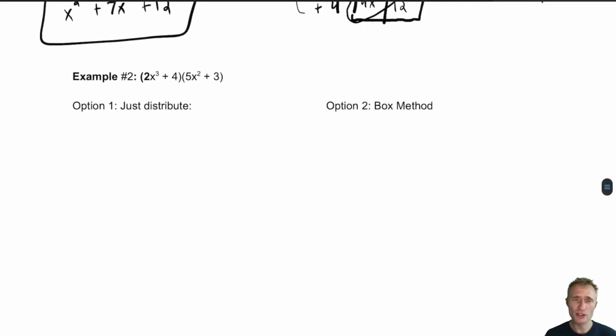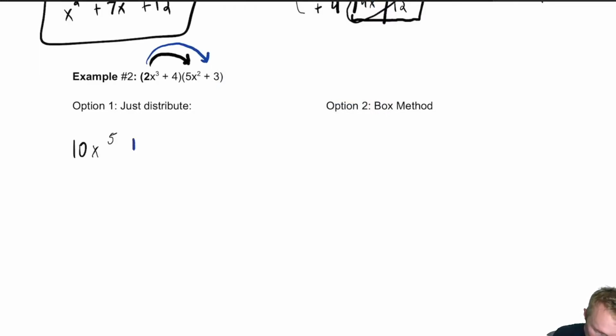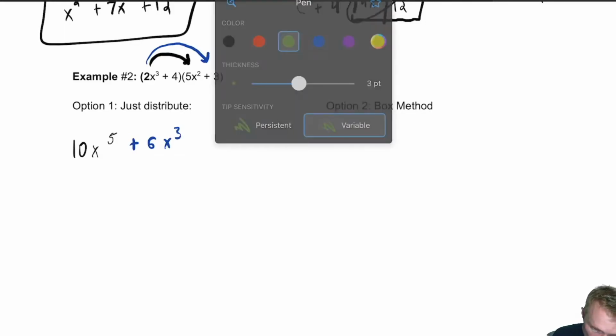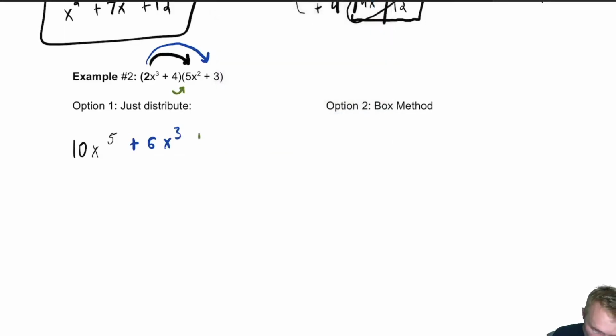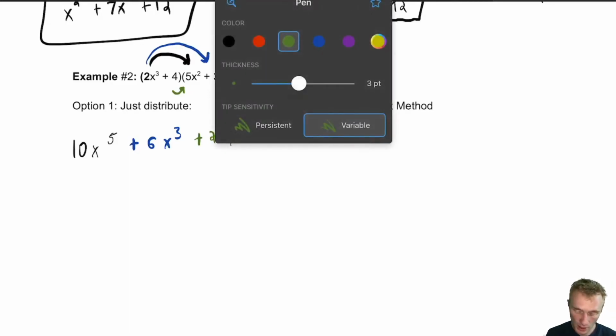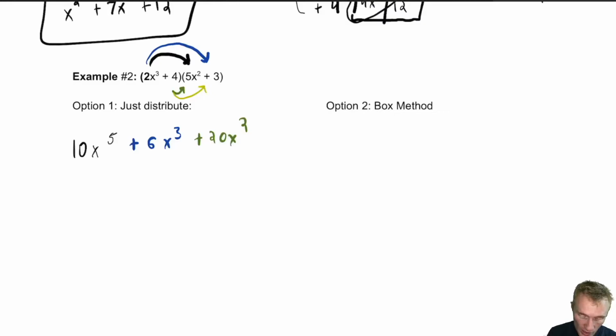If we had 2x cubed plus 4 times 5x squared plus 3, this is the way I would do it. 2x cubed times 5x squared, that's going to be 10x to the fifth. 2x cubed times 3 plus 6x cubed, 4 times 5x squared plus 20x squared, and finally 4 times 3 plus 12.